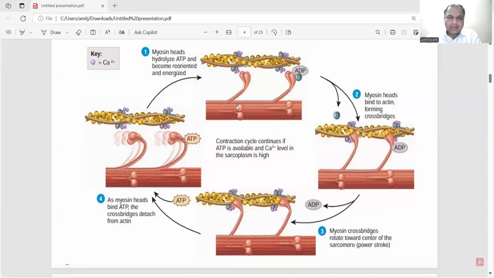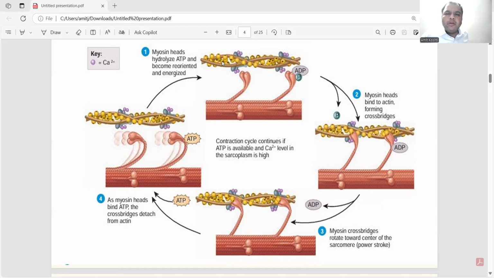The brown color structure here represents the myosin filament. This is the thick filament, and this is the individual myosin molecule, tail part and the head. Then this yellow dotted structure is the actin molecule, that is the actin filament. Many globular structures unite to form the actin molecule, and many actin molecules make the I band. That is the thin filament.